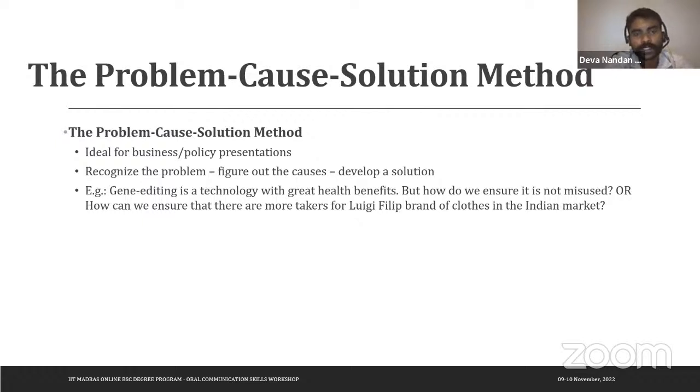So how do we present upon this aspect? How do we make a viable script and present upon this aspect? How do we identify the problem? How do we identify its causes, and how do we come up with a solution? And how do we present it? This is the broad outline or broad structure you follow in the problem cause solution method.